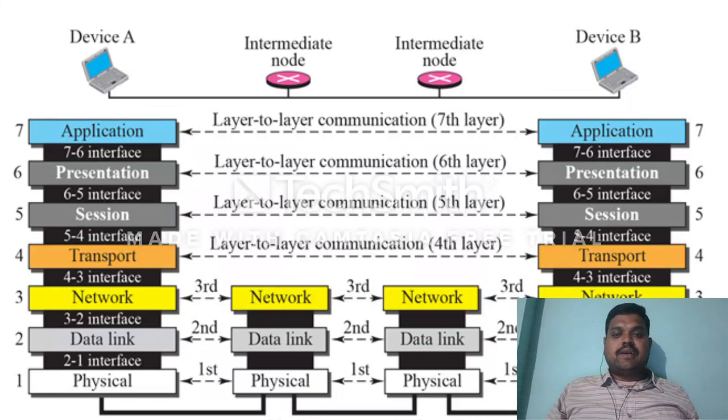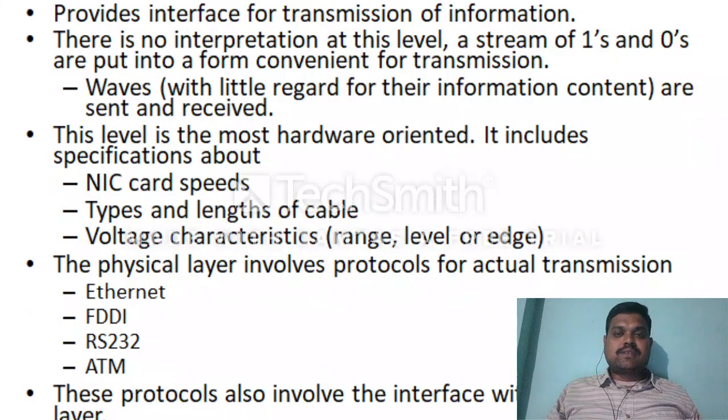So as I said, layer to layer communication is nothing but the application layer of device A can directly communicate with the application layer of device B. Only the identical layers can communicate. You can transfer the data from the application layer to the presentation layer. Next we will discuss the layers one by one.